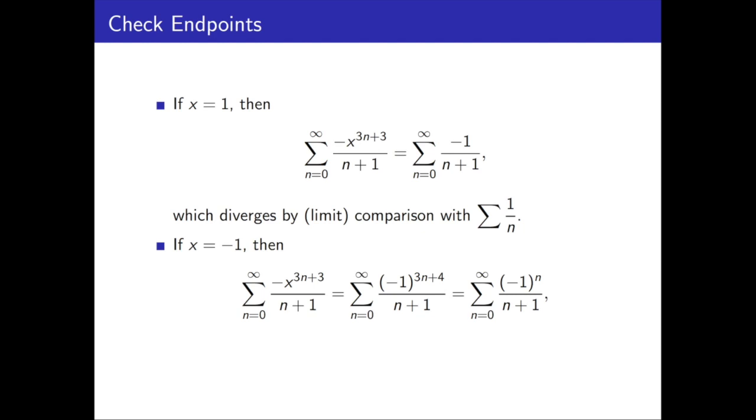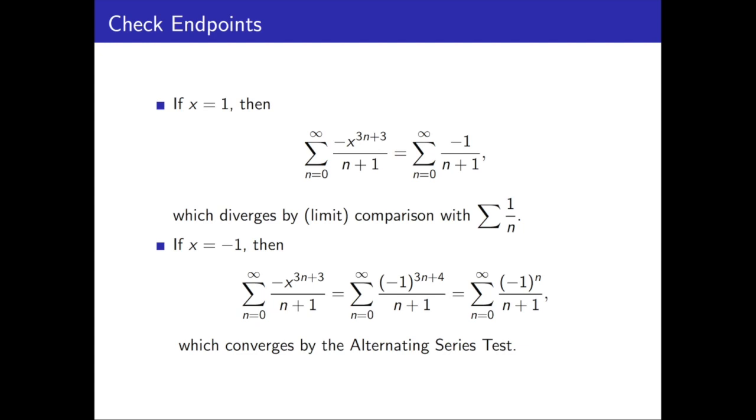Now, the other endpoint is x equals negative 1. So we substitute that in, and we get negative 1 to the power 3n plus 4 divided by n plus 1. Now, if you take negative 1 to the power 3n plus 4, that's the same as negative 1 to the power n. So this is an alternating series. We look at the limit of 1 over n plus 1, and that tells us that since it goes to 0, we get convergence. So we use the alternating series test there.